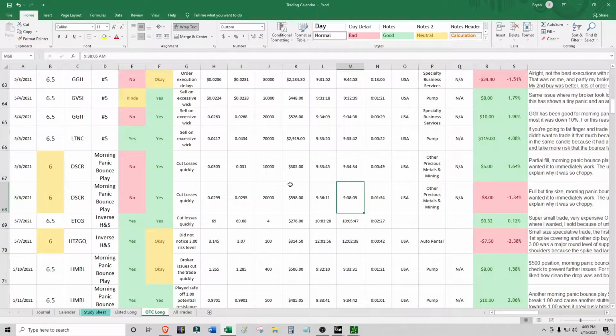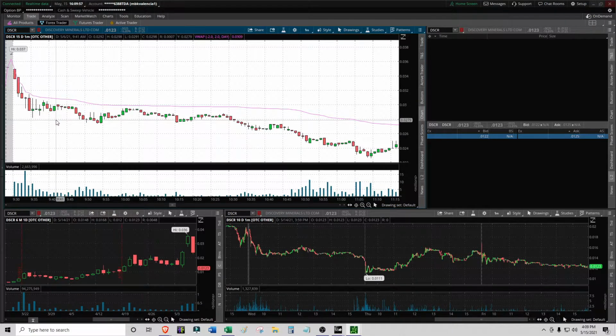That's a tiny percent difference. So 9.38, 2.95 right here, and I saw that 2.95 right about right here.